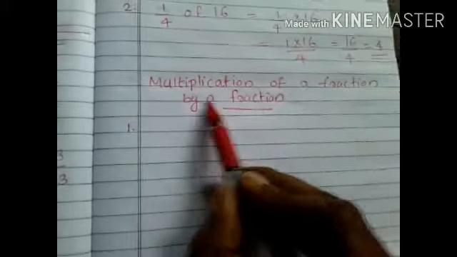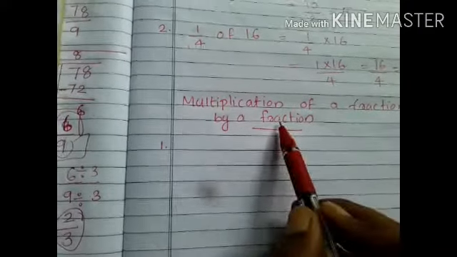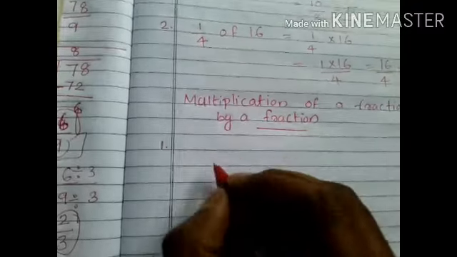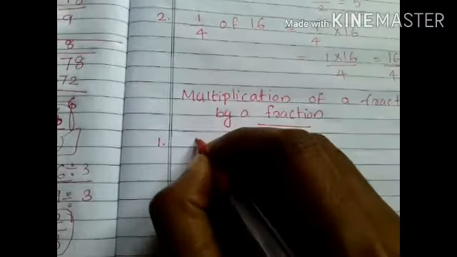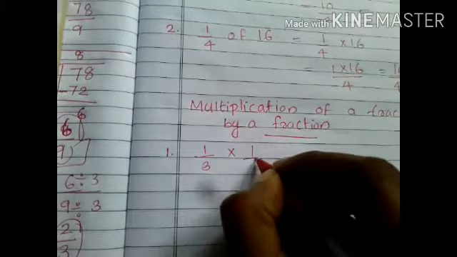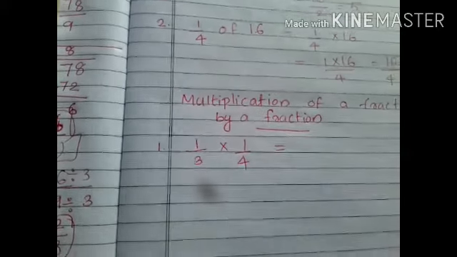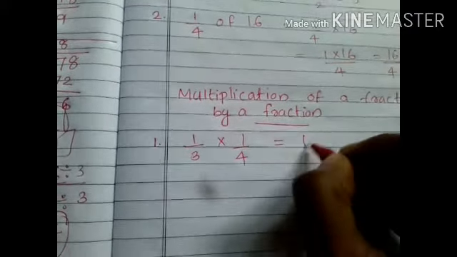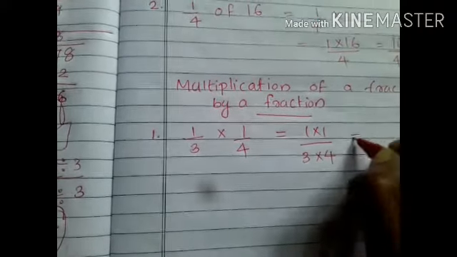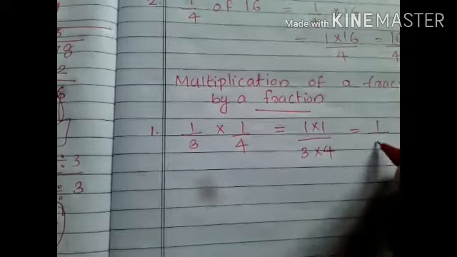Next one, multiplication of a fraction by a fraction. One example, 1 by 3 into 1 by 4. How to solve this? 1 into 1 divided by 3 into 4. 1 by 12.